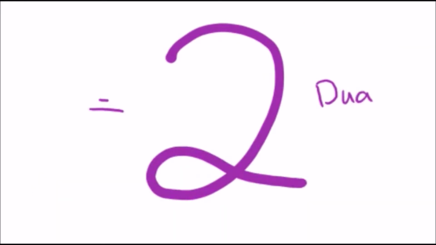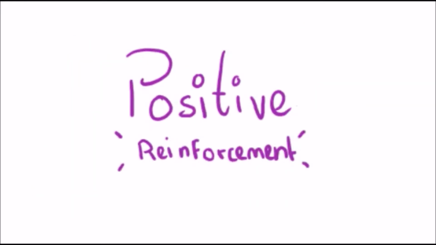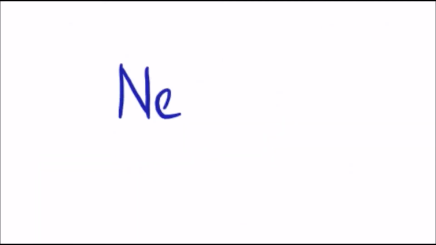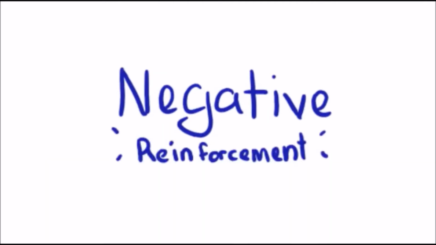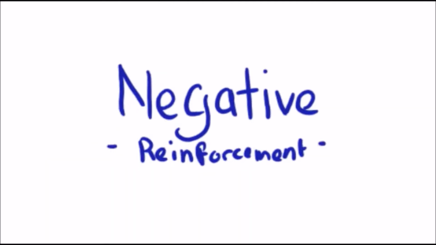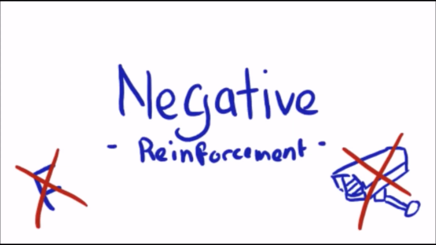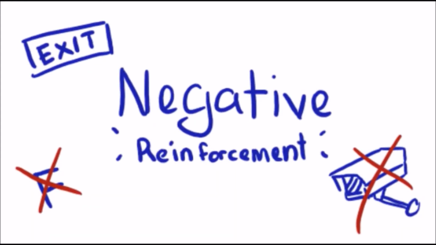There are two types of reinforcements. Positive reinforcements, which is presented after behavior like getting money, food, or praise. Negative reinforcements remove a stimulus or punisher, like removing negative evaluation or taking away surveillance. Negative reinforcement can result in escape or avoidance.